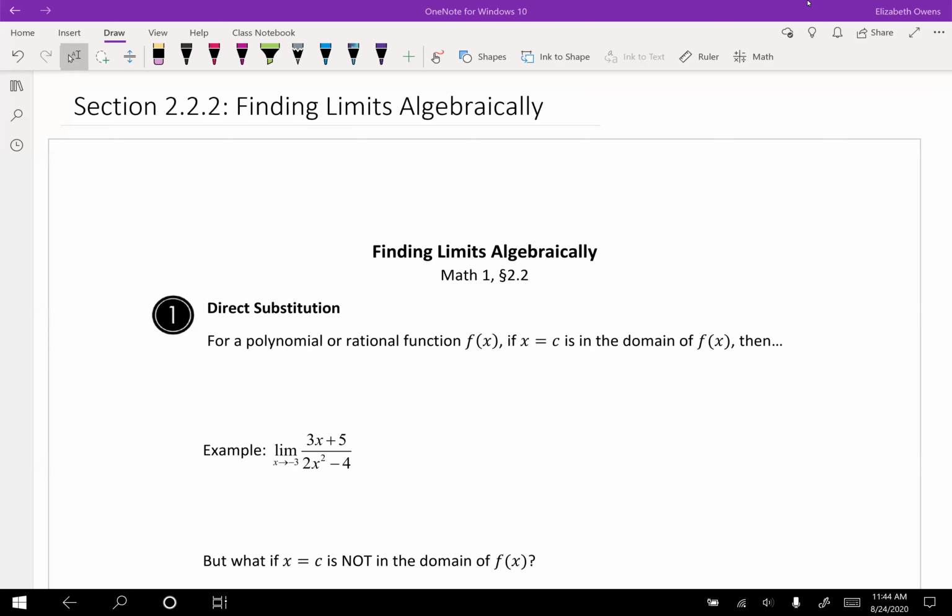Hi, everybody. We are here in the second part of section 2.2. So this makes section 2.2 part 2. And we are going to look at finding limits algebraically.